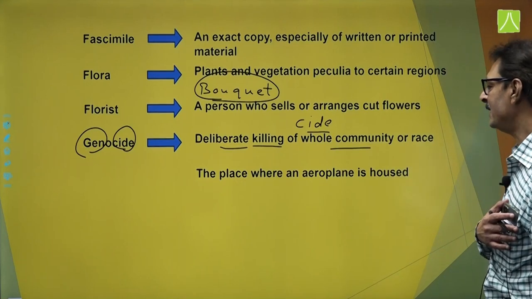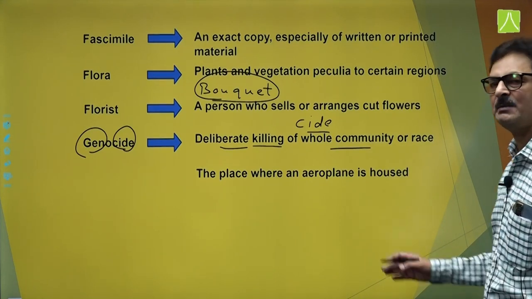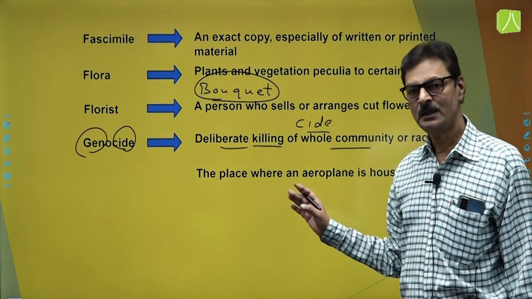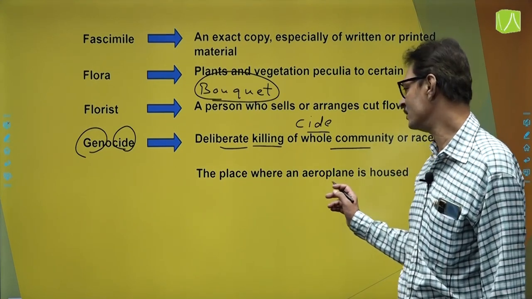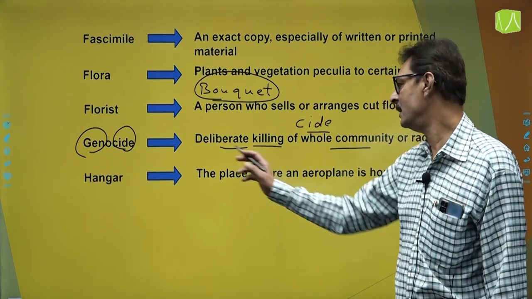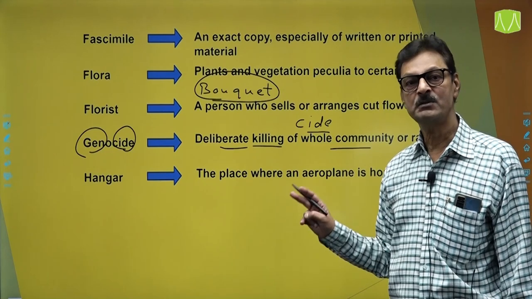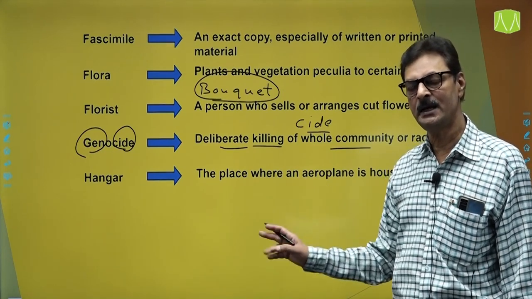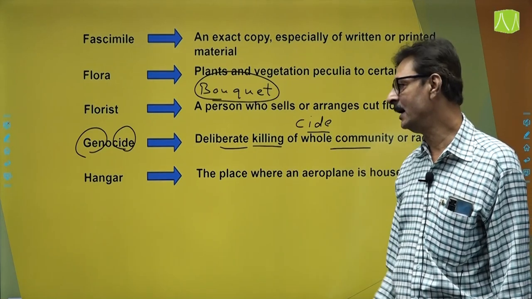Next one. The place where an aeroplane is housed. Please remember this word also. Yaad karna is word ko. The place where aeroplane is housed. What is it? It is called hangar. Yes, it is hangar. Yaad kar lena isko. A place where cars are kept, garage. Usko hum garage bolte hain. Jahan gaadiya rakhte hain, wo garage. Jahan aeroplane rakhte hain, that is hangar.